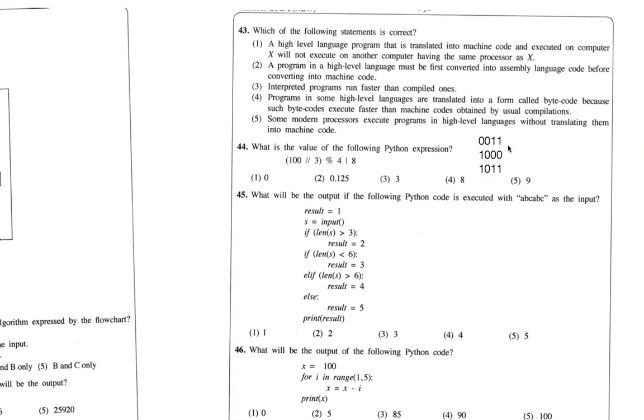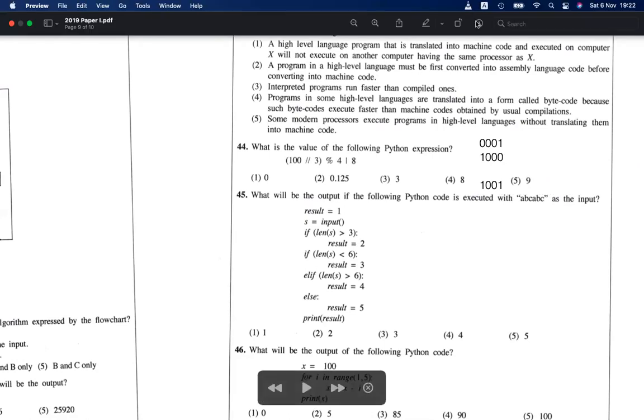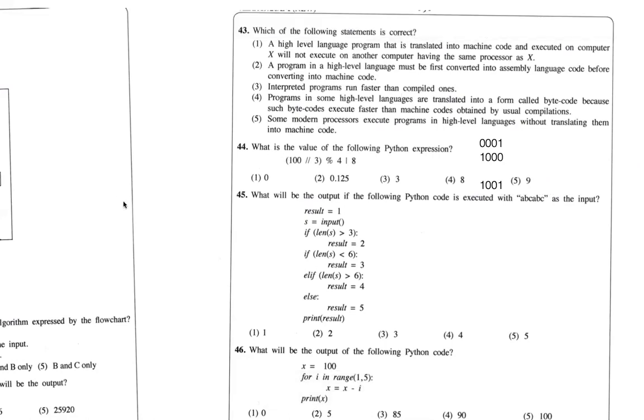Oh, sorry. 33 divided by 4, the remainder is 1. 32 is there, 4 eights are 32, and 1 remains. 33 modulus 4 gives 1 remaining, 0001. 1000 is 8, so it gives 1001, which is 9. 5 is the answer. Question number 44, yes, 5 is the answer, correct.